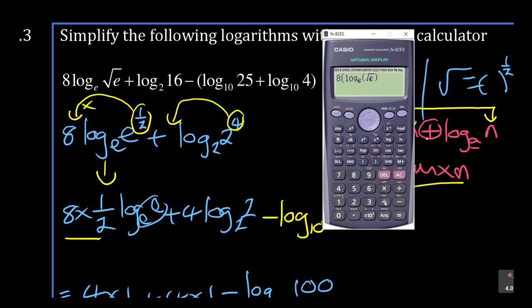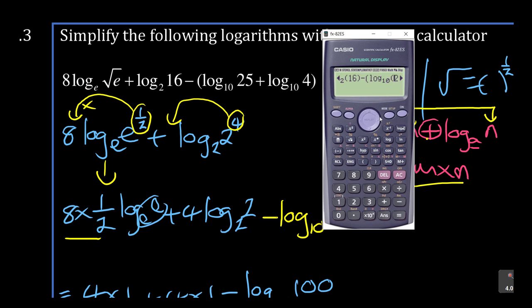Then plus, are you with me? And then I'll say log base 2, and then I've got what? I've got 16, right? And then I've got minus, put a bracket. Now I've got log base 10 of what? Of 25. And then what else? Plus log base 10 of 4. Then what do we do? Don't forget, be careful. I opened a bracket here. You see that? I opened the bracket, minus bracket.